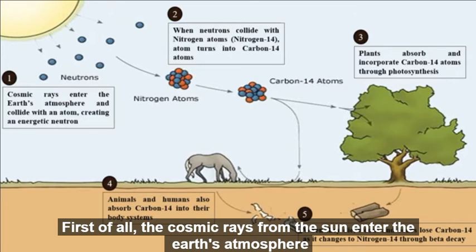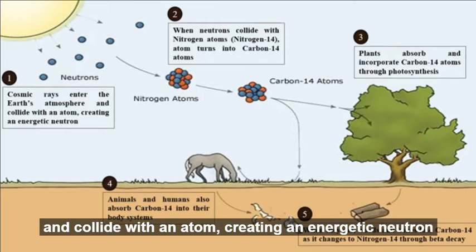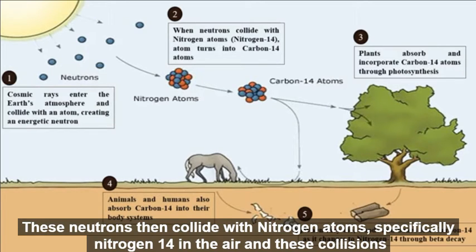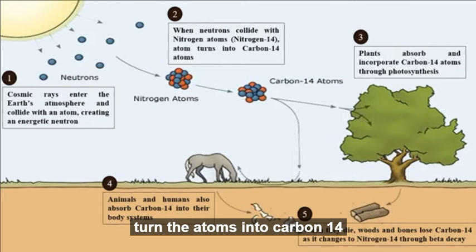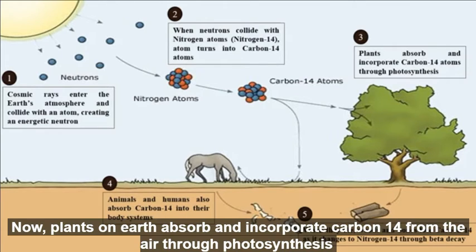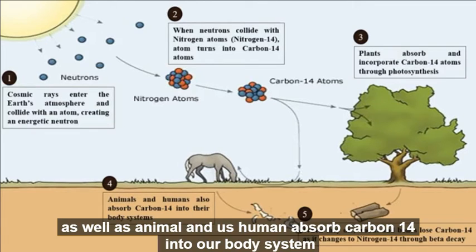First of all, the cosmic rays from the sun enter the Earth's atmosphere and collide with an atom, creating an energetic neutron. These neutrons then collide with nitrogen atoms, specifically nitrogen-14 in the air, and this collision turns the atoms into carbon-14. Now, plants on Earth absorb and incorporate carbon-14 from the air through photosynthesis, as well as animals and us humans absorb carbon-14 into our body systems.